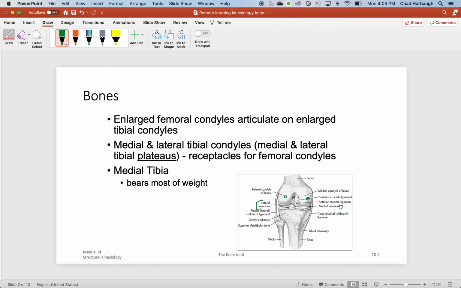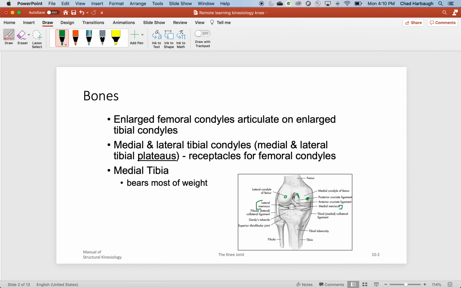We also see structures such as the posterior cruciate ligament here. This posterior cruciate ligament is going to attach to the posterior surface of the femur and then insert into the posterior aspect of the tibia. And then we have the anterior cruciate ligament that crosses in front, and the anterior cruciate connects the posterior surface of the femur to the anterior surface of the tibia.